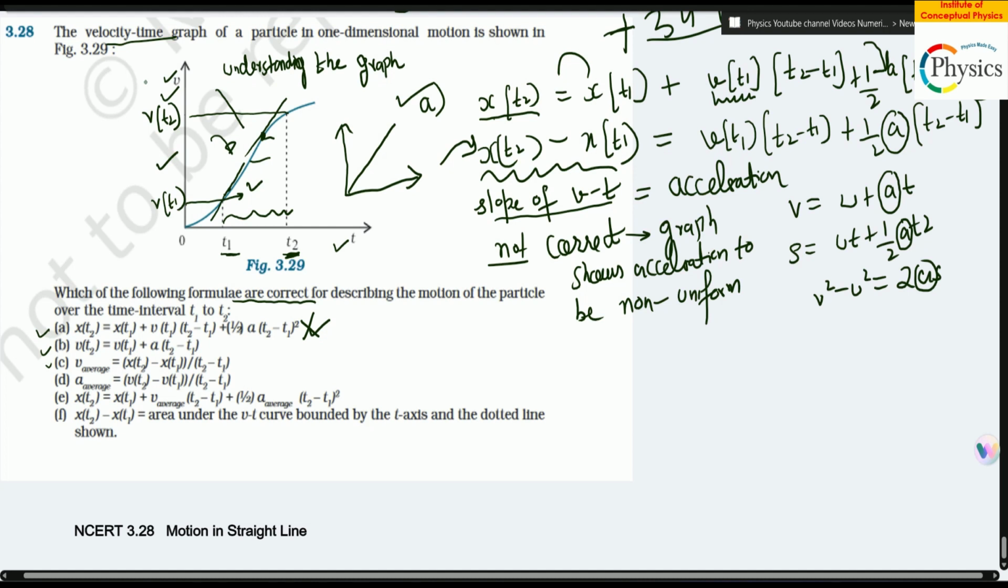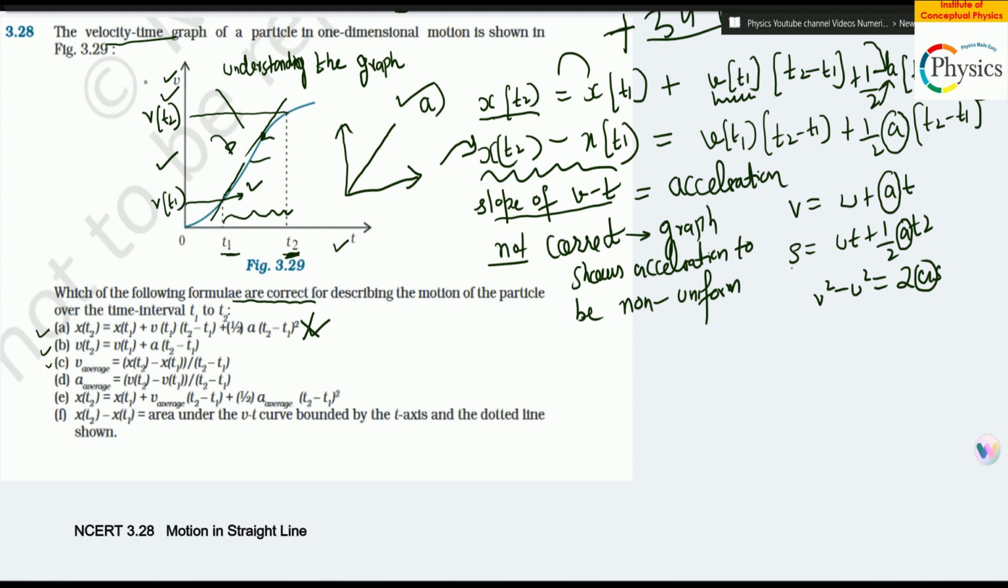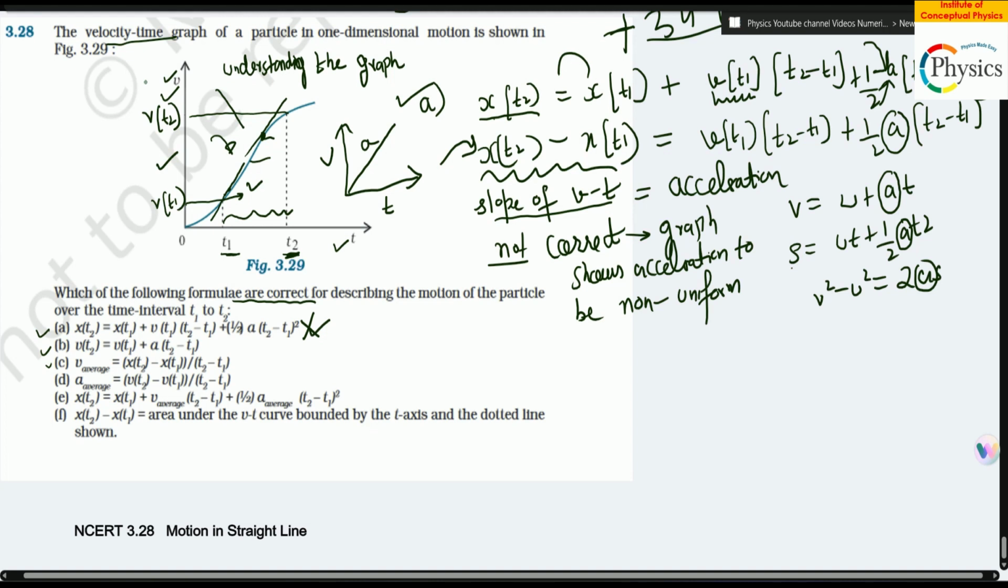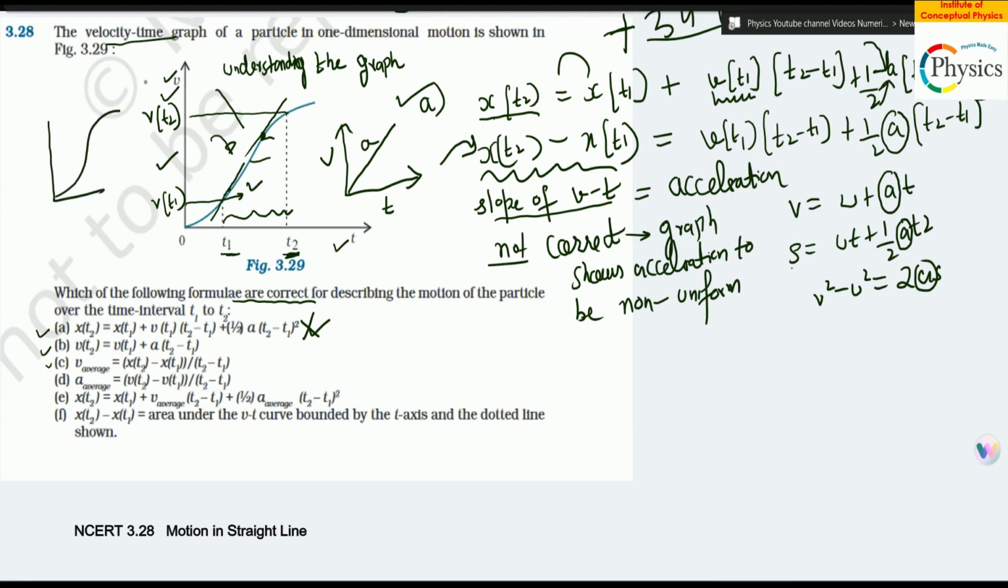Always ensure that when you see these types of equations, you check whether the acceleration is uniform or non-uniform, what is the story behind the formula, and try to link the formula with the graph. You should be able to read the graph very carefully. In a VT graph for a uniform acceleration, the line is straight, but in this case the line is a curved line, like it is going like this, and then it is going like this. This is not a uniform acceleration, but the equation is that of a uniform acceleration.